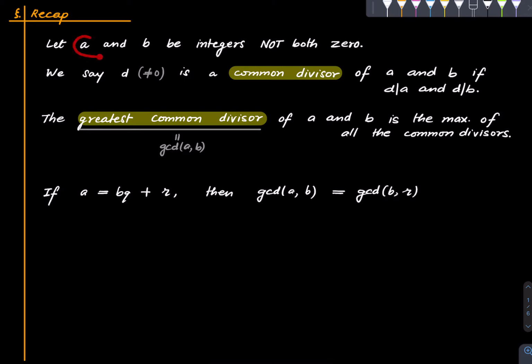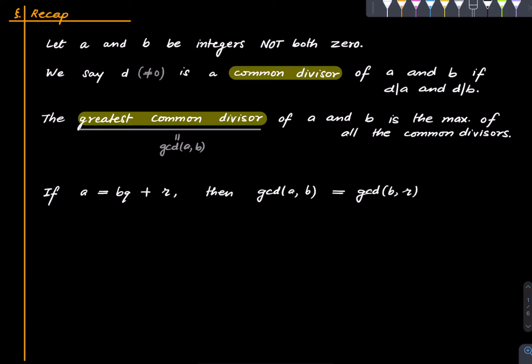Suppose we have two integers a and b. Then we define a non-zero integer as a common divisor if it divides both of them, and if a and b are not both 0, then we define their greatest common divisor as the greatest of all common divisors, meaning you collect all the common divisors and take the maximum amongst them. There exists a maximum, we argued that. It's a very simple argument.